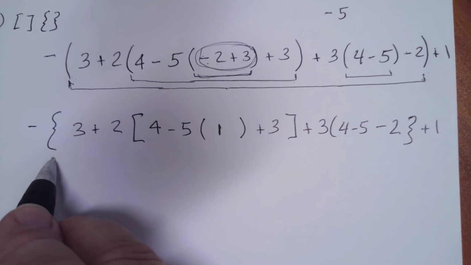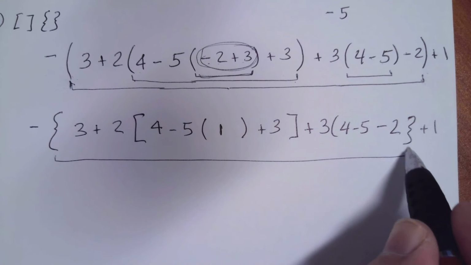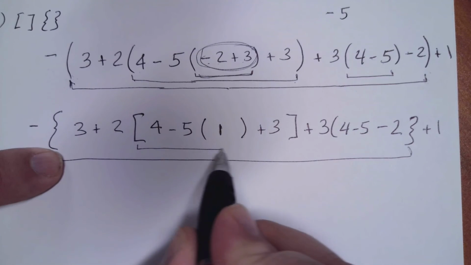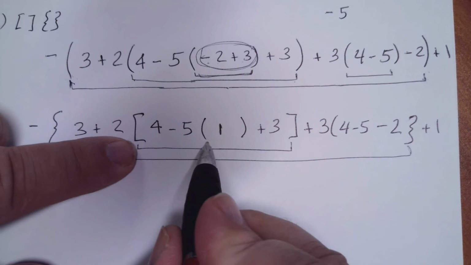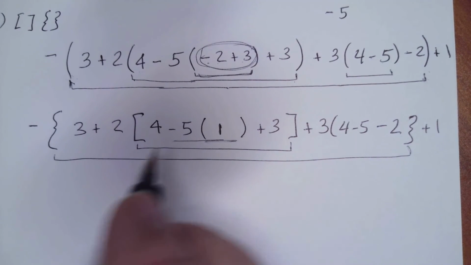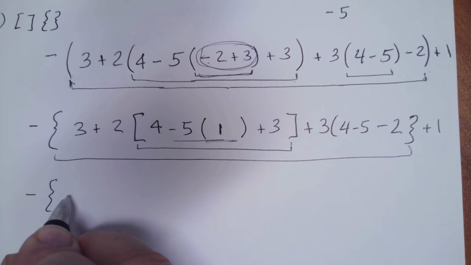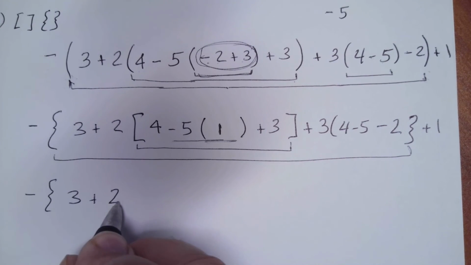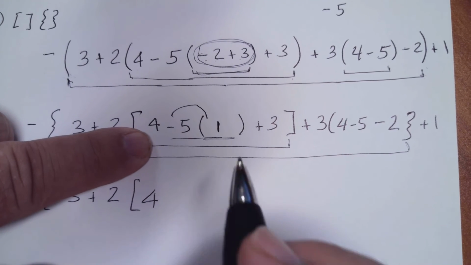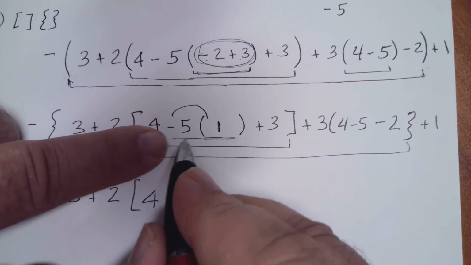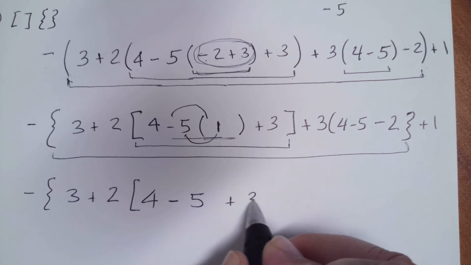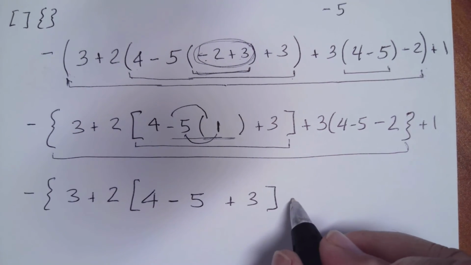Repeat the process. Squiggly line to squiggly line. So I have to do inside there. Here's a bracket. I have to do inside here. Can I do anything inside there? No, so I have to multiply, get rid of it. So it's negative times positive means negative. 5 times 1 is 5. And just write everything else down.